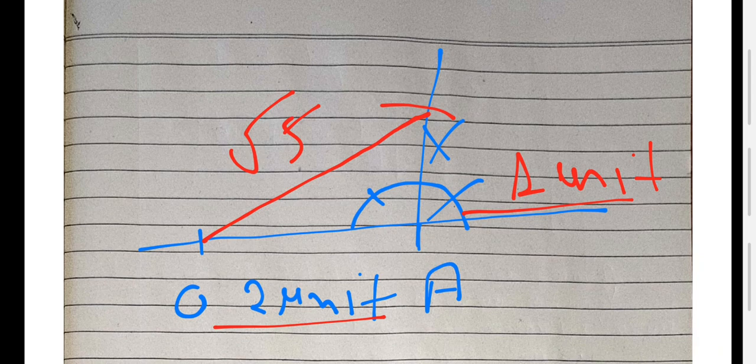Now you have to bring this point onto the number line. So what do you do? With the help of a compass, put your iron point here, pencil point here, and bring your compass downside like that. So it cuts the number line at point C. So this C represents root 5. It is your proper answer.